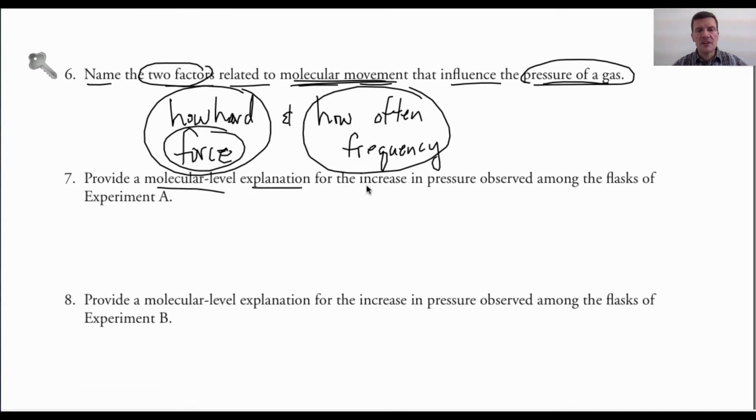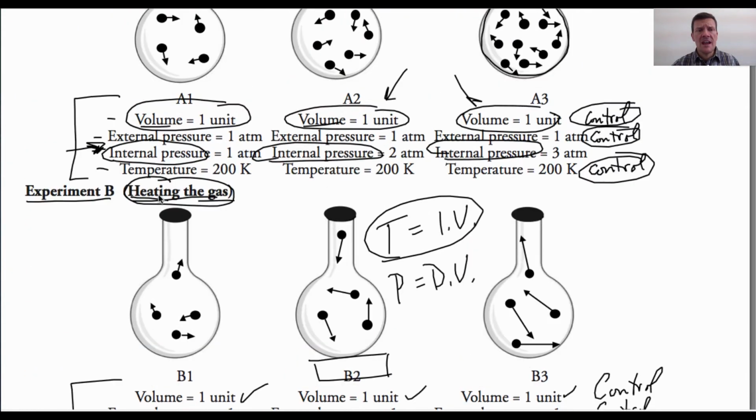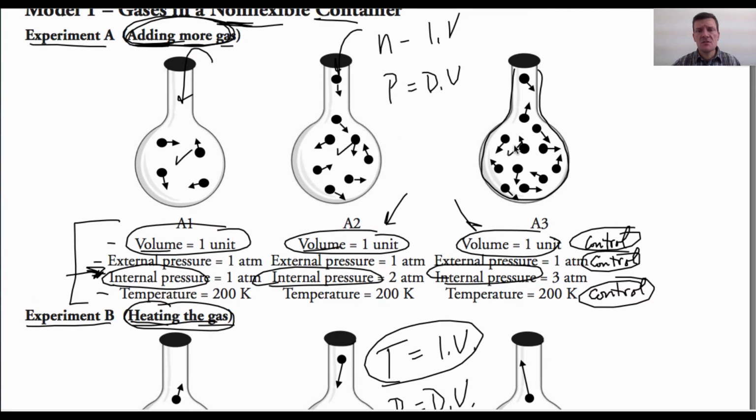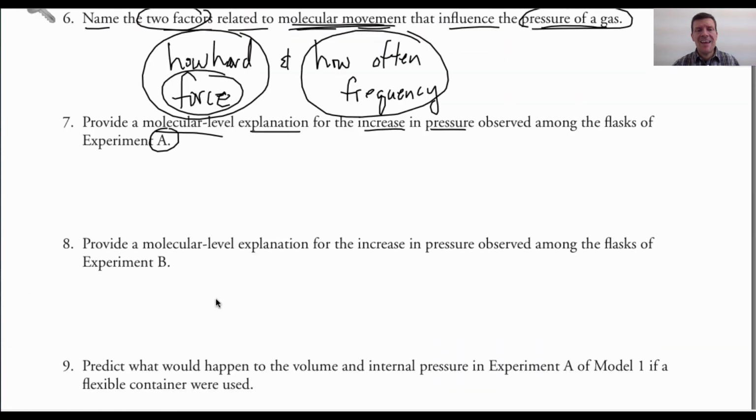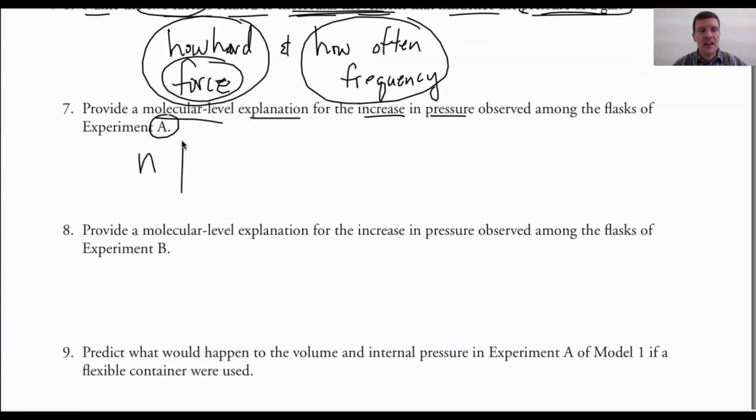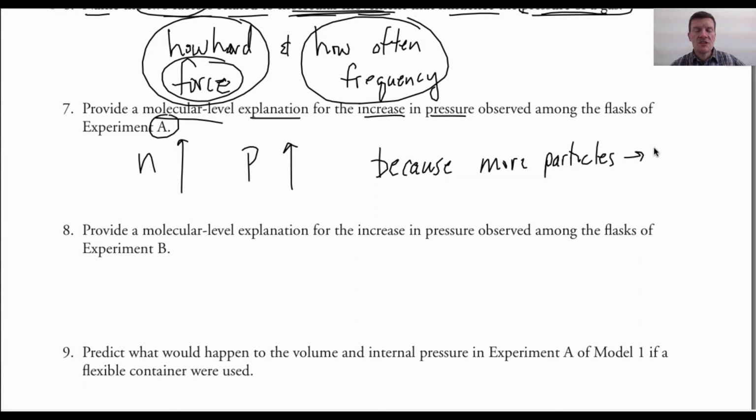Provide a molecular level explanation for the increase in pressure observed among the flasks of experiment A. Well, let's remind ourselves, in experiment A, we had an increase in number of particles. So that is going to increase the pressure, because N is moles, the number of particles, and as N goes up, then the pressure is going to go up. Why? Because you have more particles, which means more frequent collisions against the inside of the wall. All right? That's going to increase the pressure.